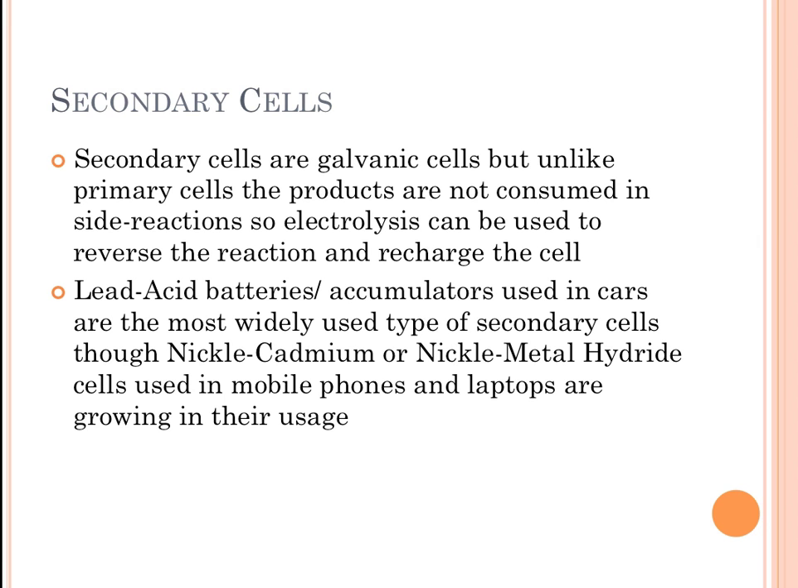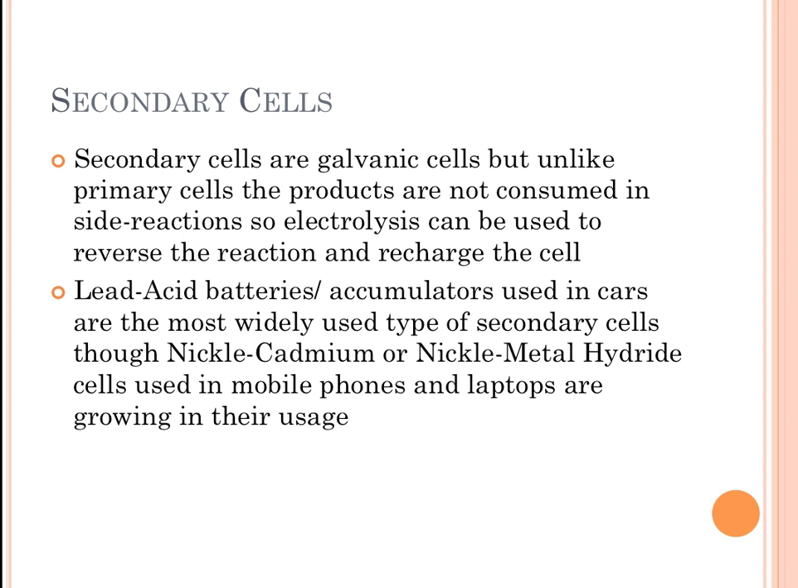Unit 3 Chemistry, Chapter 9, Part 3, Secondary Cells. So this is a use of electrolysis. Secondary cells are similar to galvanic cells and the primary cells we've looked at before. So they can convert chemical energy into electrical energy. But the difference between them and the primary cell is that the products don't get used up. So we can reverse the reaction by electrolysis and recharge the cell so then we can use it again.